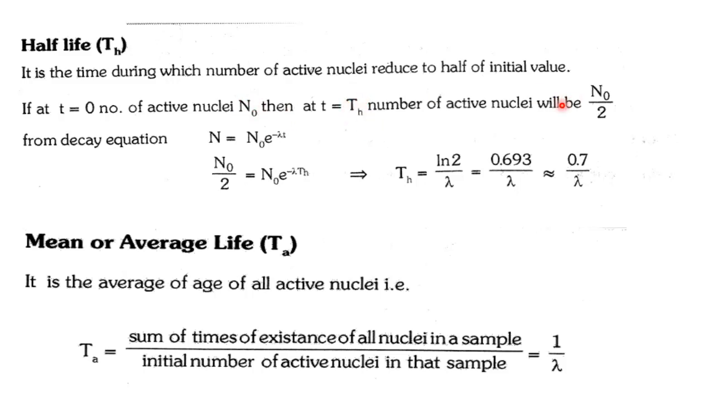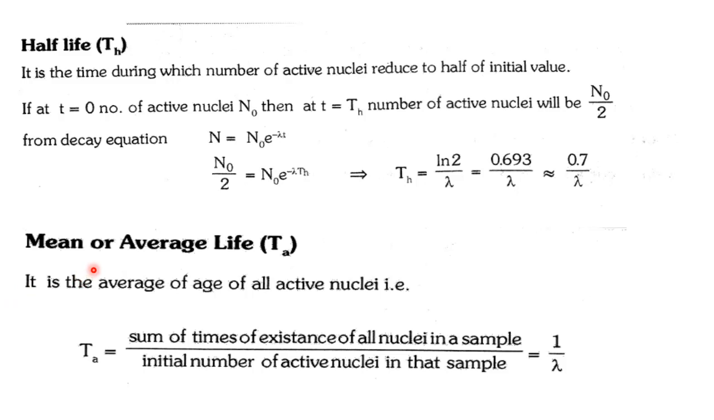If you substitute this condition in the decay equation, we write that at time t equal to T-h, that is the half-life, the number of nuclei is N0 by 2, which is half of the initial concentration, and N0 remains N0. If we calculate this, we get the half-life as T half equals ln 2 by lambda, which we write as 0.693 by lambda, close to 0.7 by lambda. So half-life is equal to 0.7 by the decay constant.